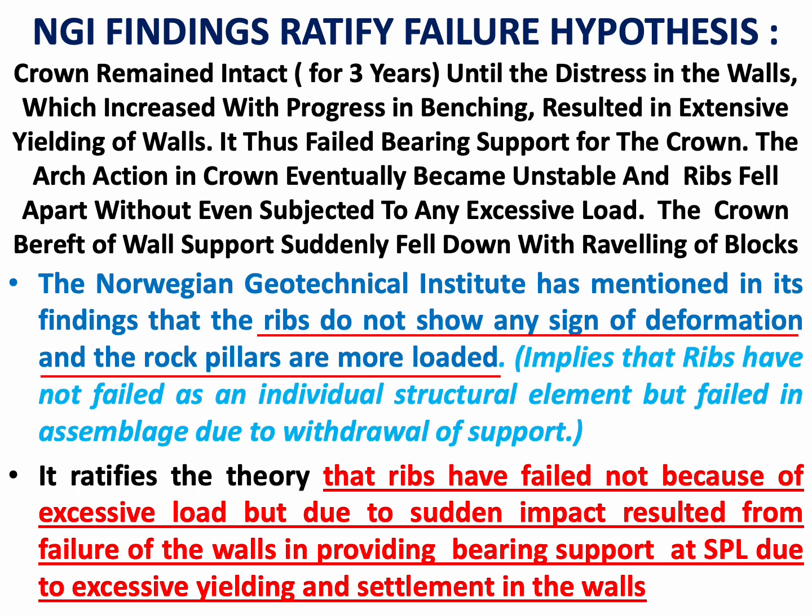The Norwegian Geotechnical Institute has mentioned in its findings that the ribs do not show any sign of deformation and the rock pillars are more loaded. This implies that the ribs have not failed as an individual structural element but failed in the assemblage due to withdrawal of support. It ratifies the theory that the ribs have failed not because of excessive load but due to sudden impact resulting from failure of the walls in providing bearing support at the SPL, due to excessive yielding and settlement in the walls.